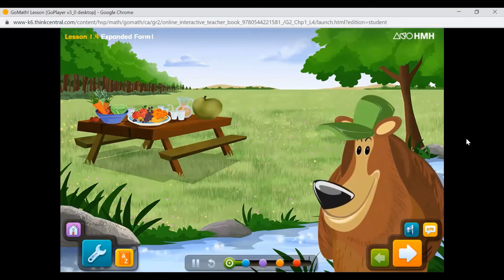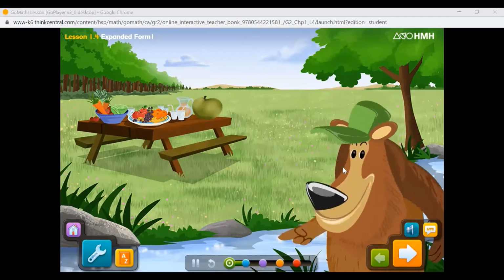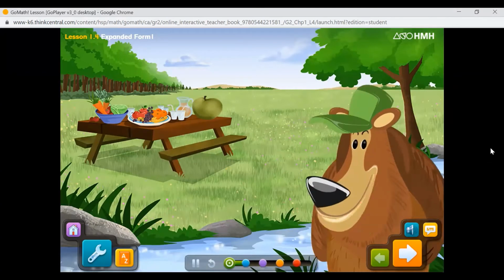Well, hello! That apple reminds me of a class that was here in the meadow. The teacher brought apples for their snack. She brought 26 apples. But what does 26 mean? I think we need to know more about the digits to understand this number. Let's find out more about the value of each digit.